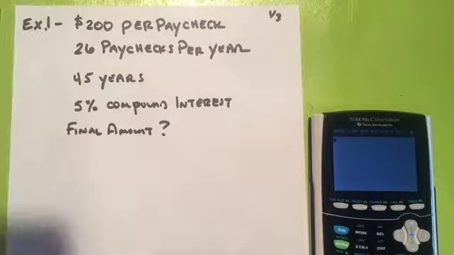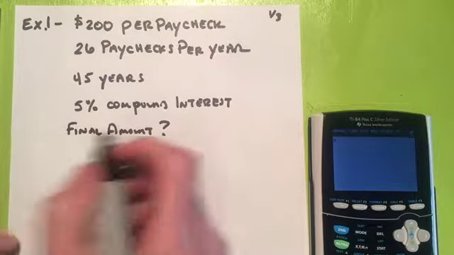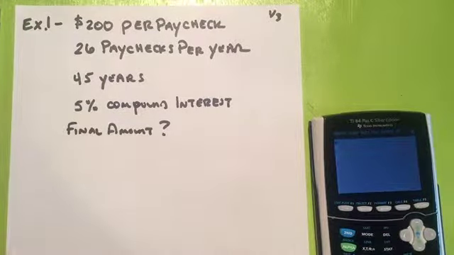So the example that we have in the notes, the first example, we're going to save $200 a paycheck. We're going to assume that we have 26 paychecks per year. We're going to do this for 45 years, so starting now, about 20 years old until we're 65, at 5% compound interest. What's our final amount going to be? Do we need $100,000 right now in order to retire in 45 years, or is there a better way to do it?